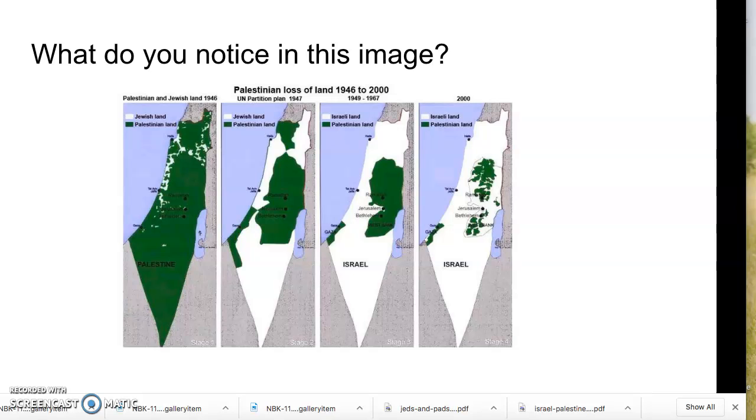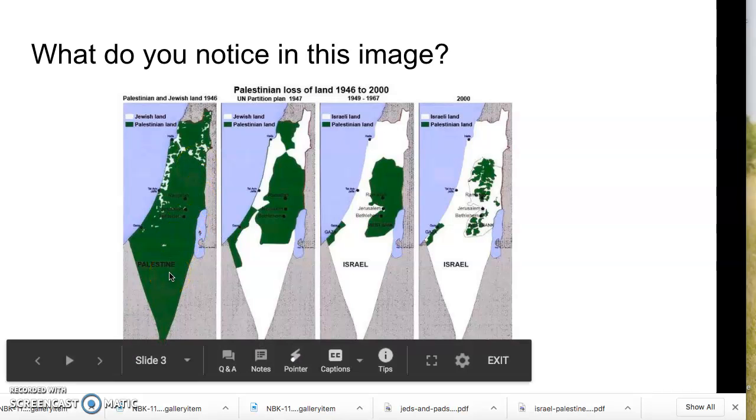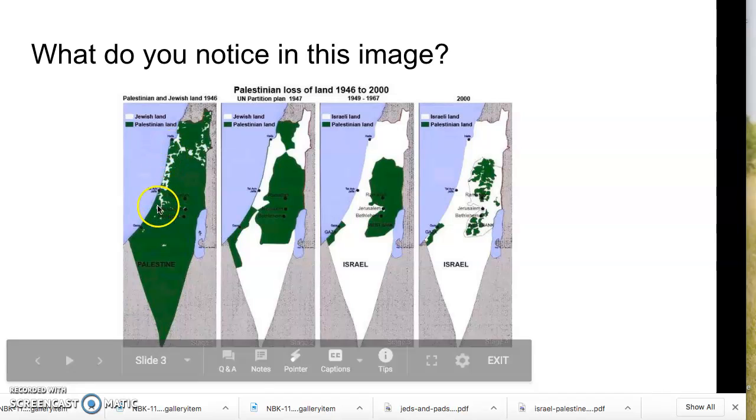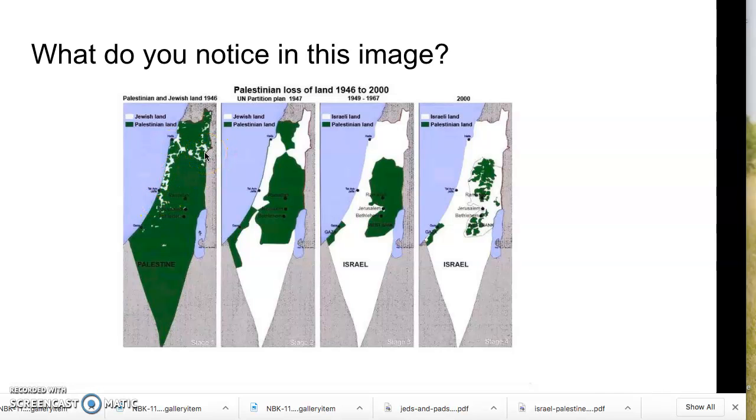This strip of land is extremely small. A lot of it is desert. As you can see on the left here, in 1946, which was right after the Holocaust, all the green is where the Palestinians lived. The little white areas are where the Jewish immigrants, and some other Jewish communities who might have lived there for a long time, lived. But as you can see, the majority of this was Palestinian land.